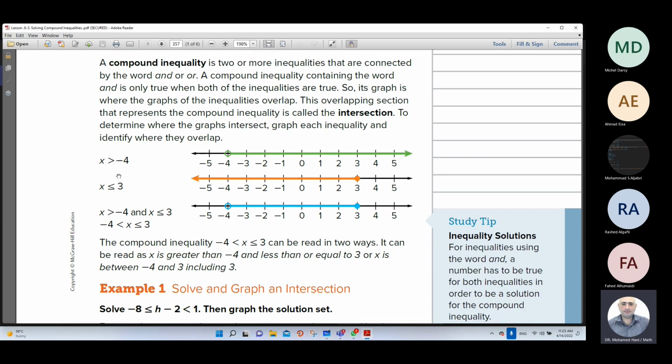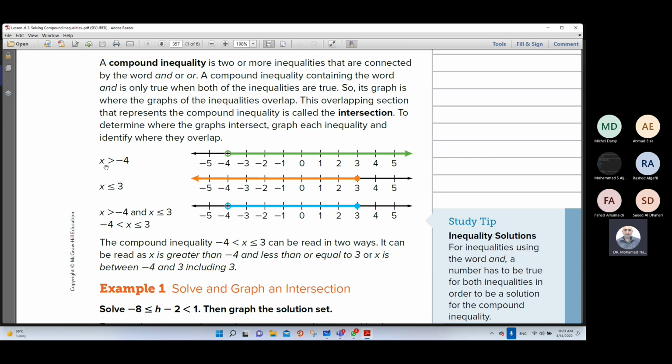For example, we have this inequality, x greater than -4. So we can create the number line, then represent -4. This is the endpoint. Then look at the sign. We don't have equal in the sign, which means draw an open circle. Then x greater than means the direction goes to the positive side. So this is the solution for the first inequality.